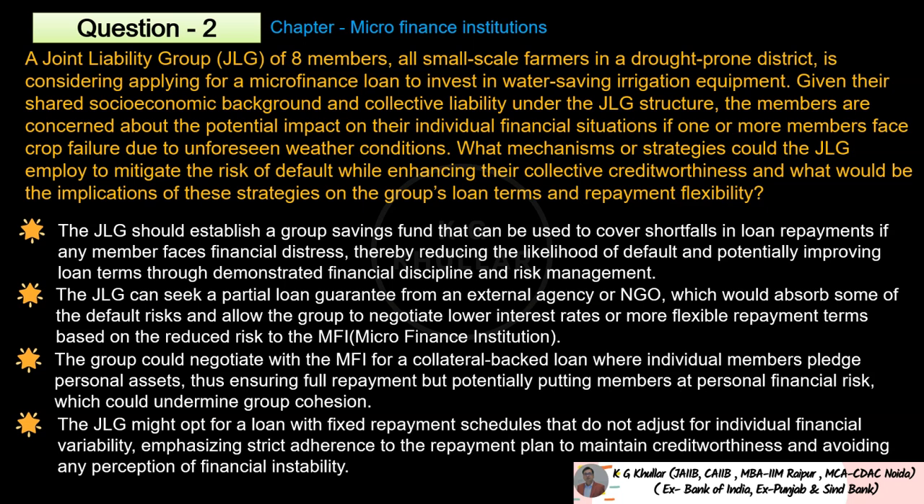Now friends, the correct answer for the given question is option A. Friends, the strategy mentioned in option A leverages the collective nature of the JLG to pool resources for mutual benefit, thereby enhancing the group's resilience to individual financial shock and potentially allowing for more favorable loan terms due to the reduced risk profile presented by the MFIs. So friends, I hope the explanation is clear to you.